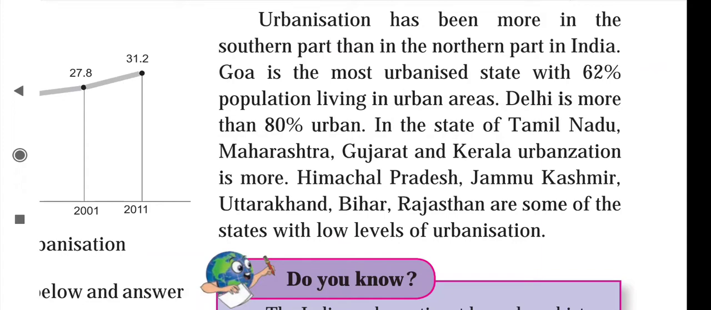Goa is the most urbanized state, with 62% of the population living in urban areas. So in Goa, 62% of people are living in urban areas.